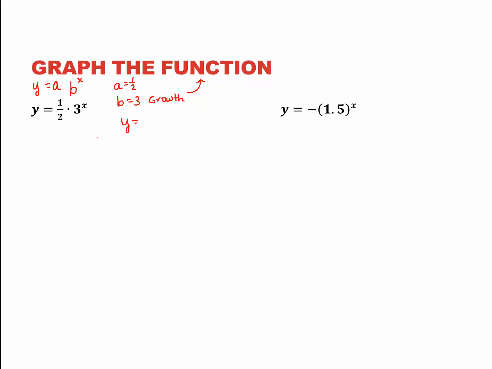My horizontal asymptote, since there's no k value here plus a number, it's going to happen at 0. And I know my y-intercept is going to happen at 0, a. A happens to be 1/2, so it's going to be 0, 1/2. Zero, 1/2, and y equals 0.